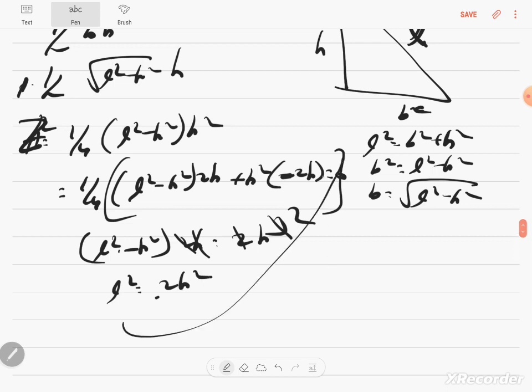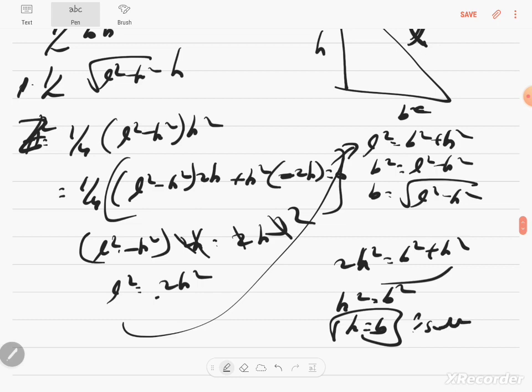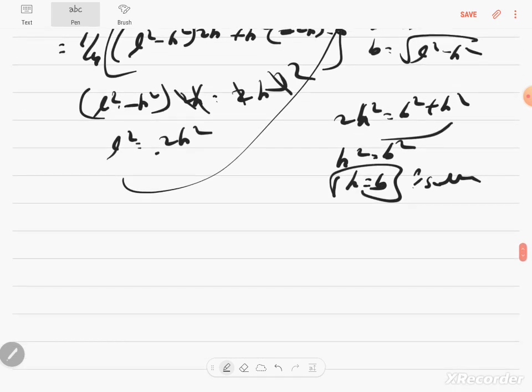Substituting it here, L square is equal to 2h square is equal to b square plus h square. H square comes this side, h square is equal to b square, h is equal to b, which shows that it's isosceles. So that's the proof that the right angle triangle which has the maximum area will end up being an isosceles triangle.